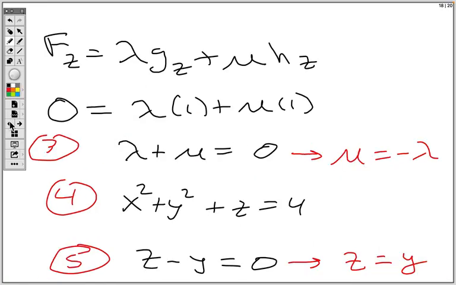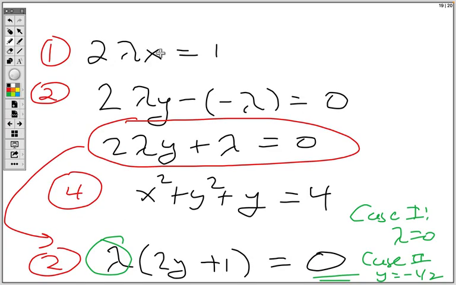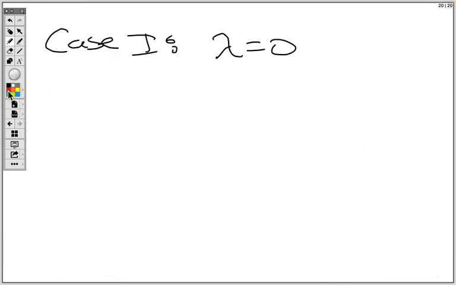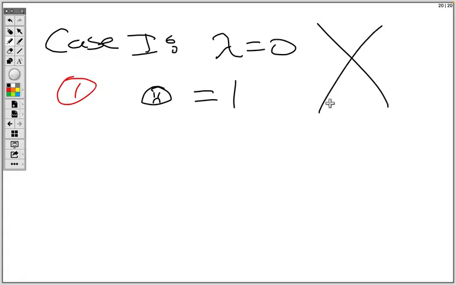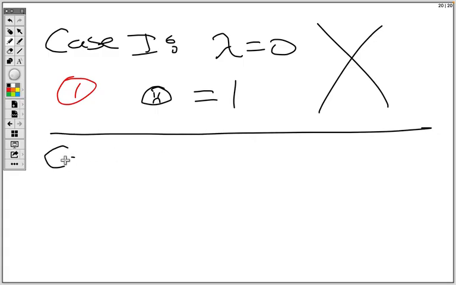Case 1, lambda is 0. So now I go back to these equations. So equation 1, if lambda is 0, well, we're done right away, right? Because if lambda is 0, then we're in trouble. Equation 1 would look like 0 equals 1. That can't happen. So that's out. You follow? It's just not consistent. So case 2, let's see if we get anything out of this one.